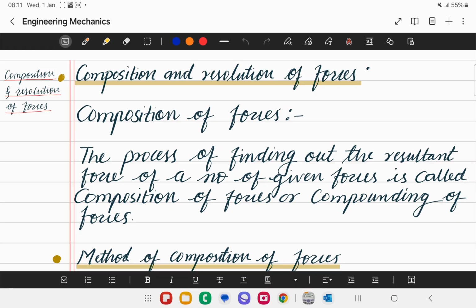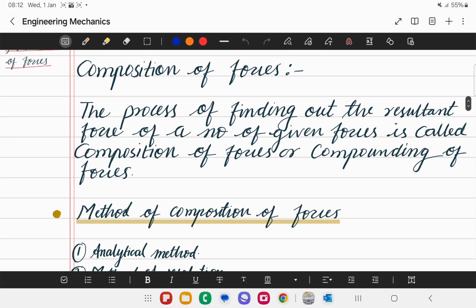So suppose there are a number of forces forming a force system. If it is forming a force system, then what we will do is compile each force and find out the resultant of that force system. Means instead of having four forces, we will give one force whose effect will be the same as all of those forces. That is nothing but the compounding or composition of forces.